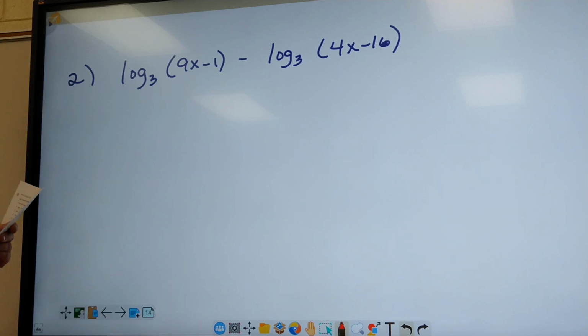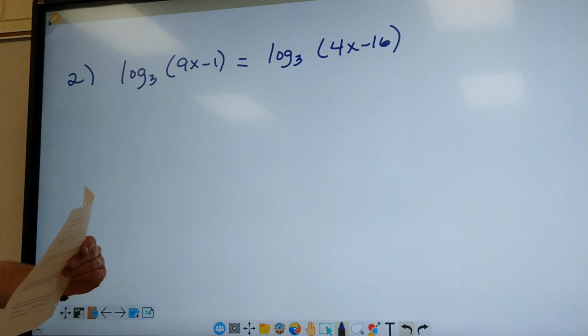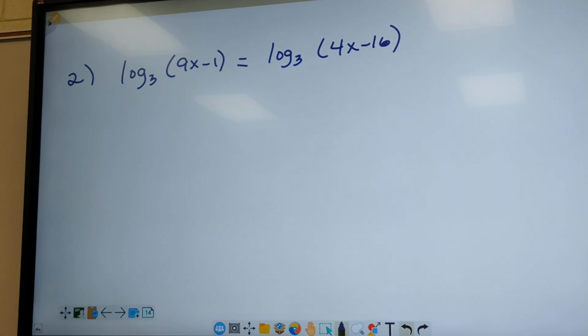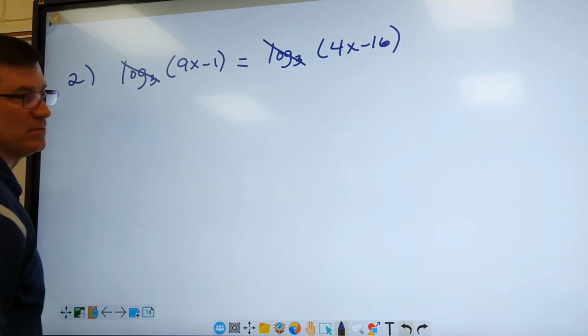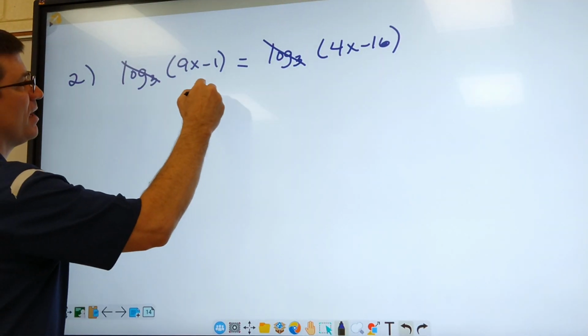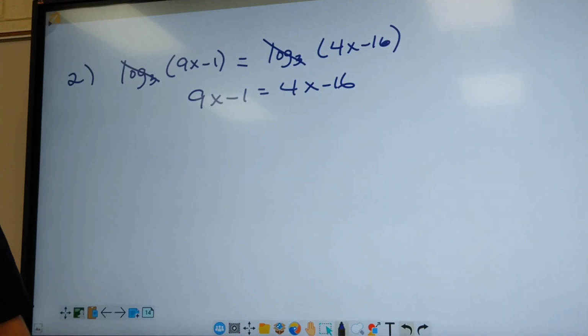Wait a second, I don't have my equal sign right. Can I still mark out both the logs? Yes, because they're both log base 3. Mark them out. You bring down 9x minus 1 equals 4x minus 16. Y'all give me an answer on that, please.